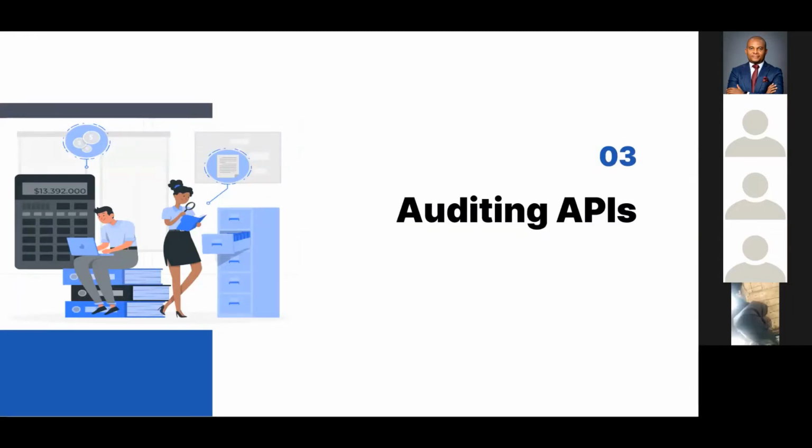So the previous facilitators have showed us what APIs are, and also the common flaws that exist when APIs are being developed. So the next bit that we're going to be looking at, as Tony said, is auditing APIs. So what is it that we're supposed to do as assurance providers? So I'll be taking you on that.